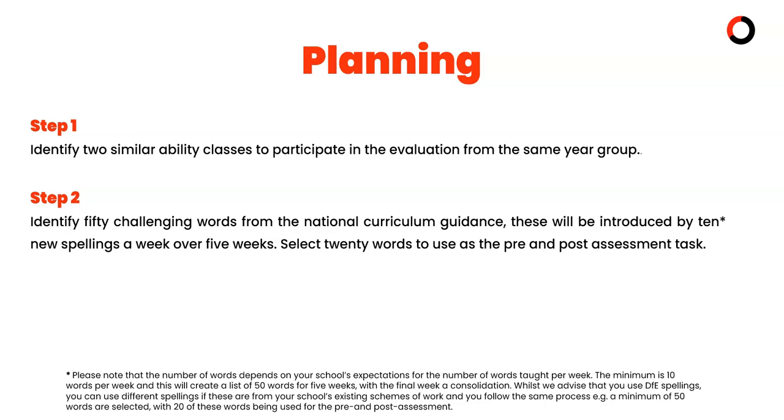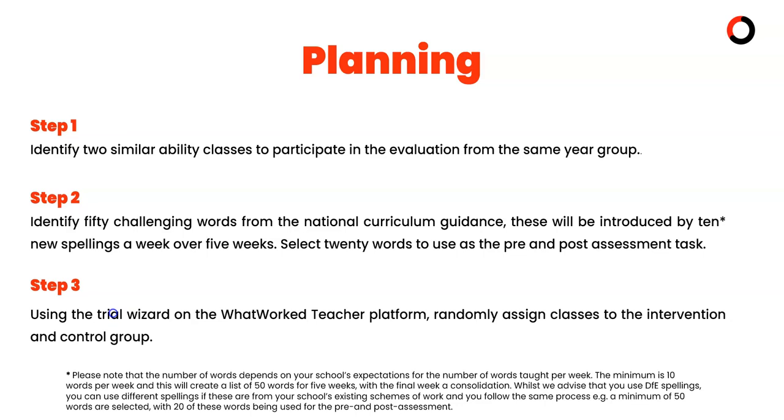Whilst we advise that you use the DFE spellings, you can use different spellings if these are from your school's existing schemes of work and you follow the same process, e.g. a minimum of 50 words are selected, with 20 of these being used for the pre- and post-assessment. Step 3. Using the trial wizard on the What Word Teachers platform, randomly assign classes to the intervention and control group.